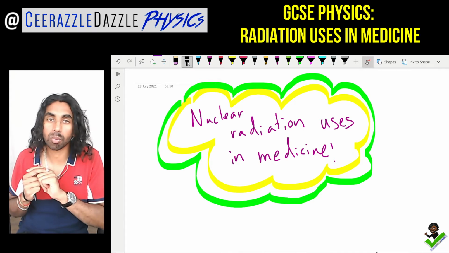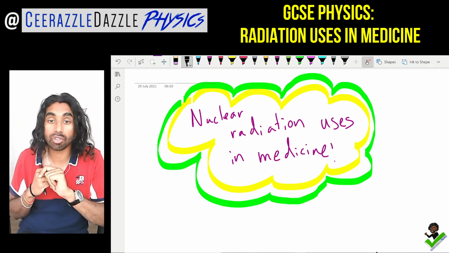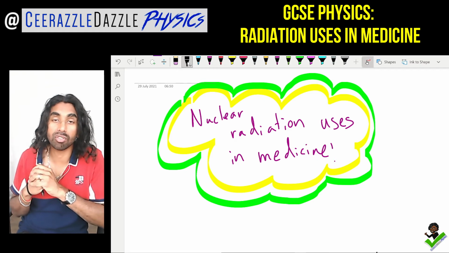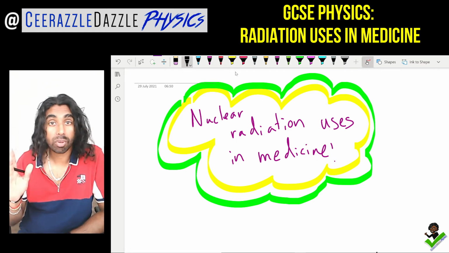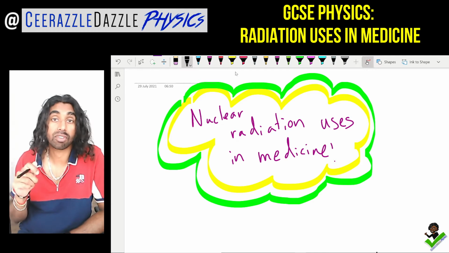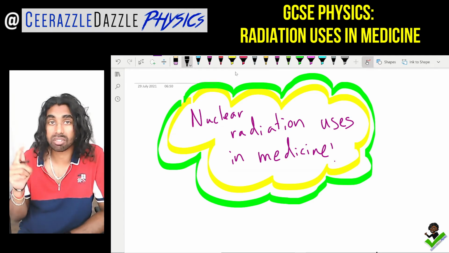In today's session, we're talking about nuclear radiation uses in medicine. So put down today's title: Nuclear Radiation Uses in Medicine. Before we get started, make sure that you've watched my other videos before watching this one, because you have to have a full understanding of how alpha, beta and gamma work and the properties of them.